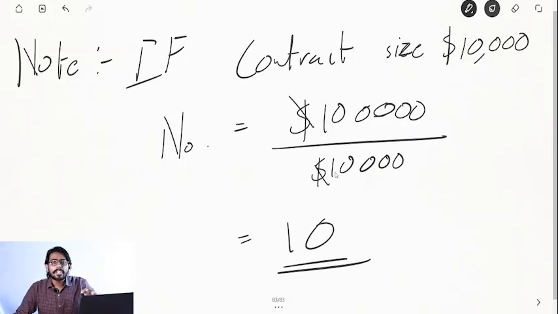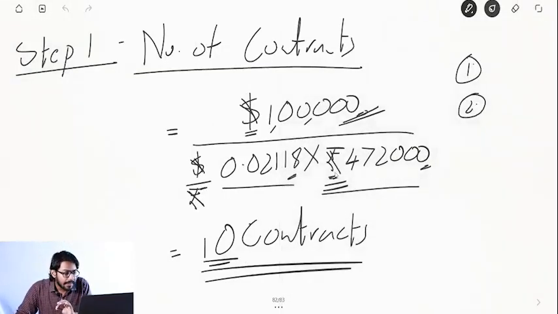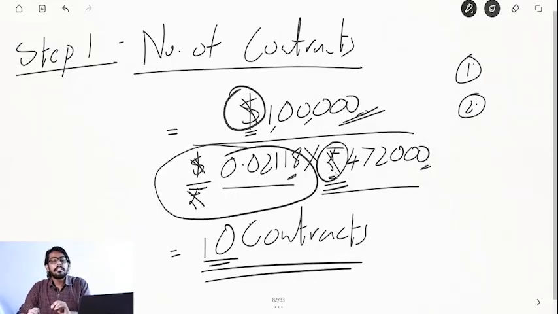If your contract size and the amount to be hedged are in the same currency, contract size is $10,000, amount to be hedged is $1 lakh, you don't have to take the price of futures, this is not required. Here, the amount to be hedged is in dollars and the contract size is in rupees, that is why we have taken the price of futures today. Understood? Please make a note of that. If the contract size was in dollars, this item need not be taken.